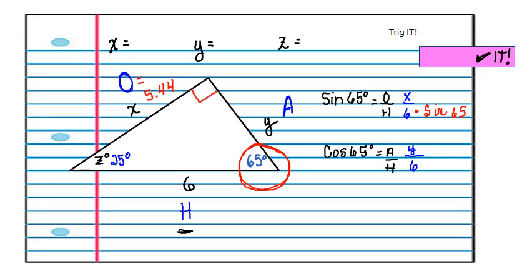Again, we see we have the variable in the numerator, so we're going to multiply by the trig. So I take the 6, the number, multiplied to the trig, cosine 65. Handy dandy little calculator, cosine. Let's see, 6 times cosine 65. And that gives us 2.54.